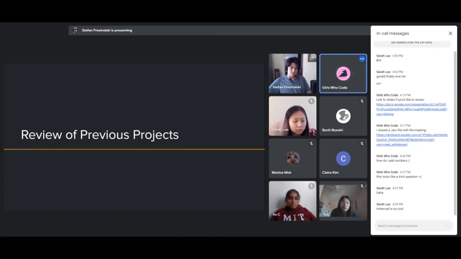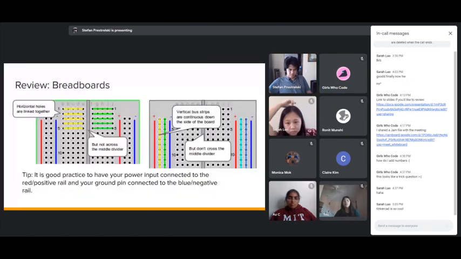All right. So, a quick review of the breadboards we've done. The horizontal holes are linked together right here, but they do not cross the center divider. The vertical strips are linked along the length. Once again, they don't cross the middle divider. And what some people do is they'll run a wire to both sides, and they'll run a wire between the two, so that the power rails and the ground rails are electrically linked by a wire.